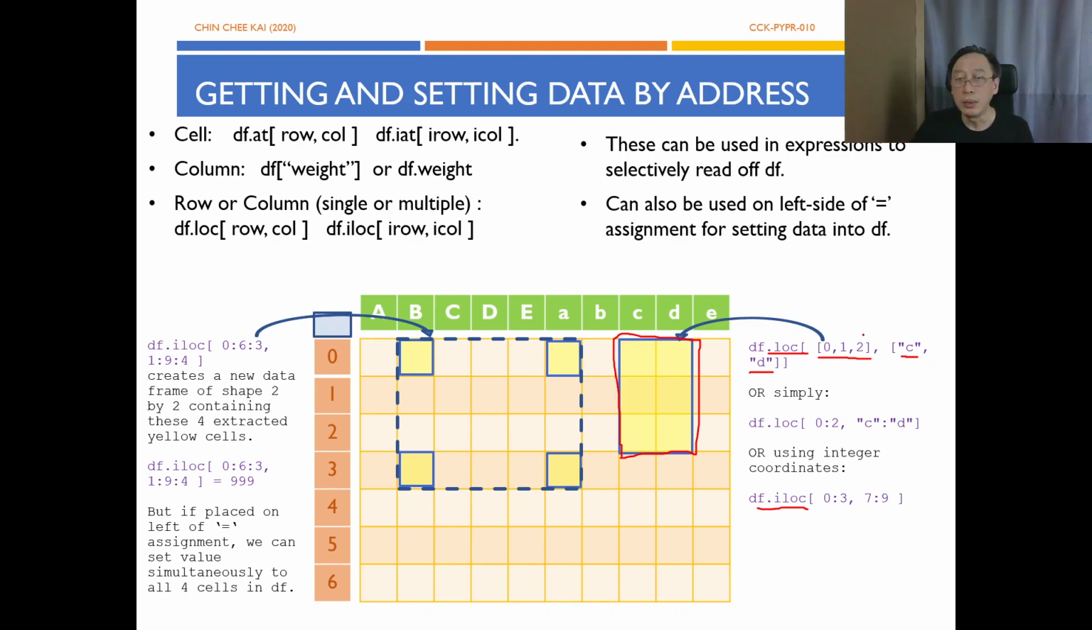Because C and D are consecutive, what if it is C, D, E, F, G, very long, and they're all consecutive? There's an easier way. We can simply say C colon D. Let me start from C, end at D. Now, be very careful there. This is .loc, all right? This C colon D is inclusive. In particular, the ending value here is inclusive.